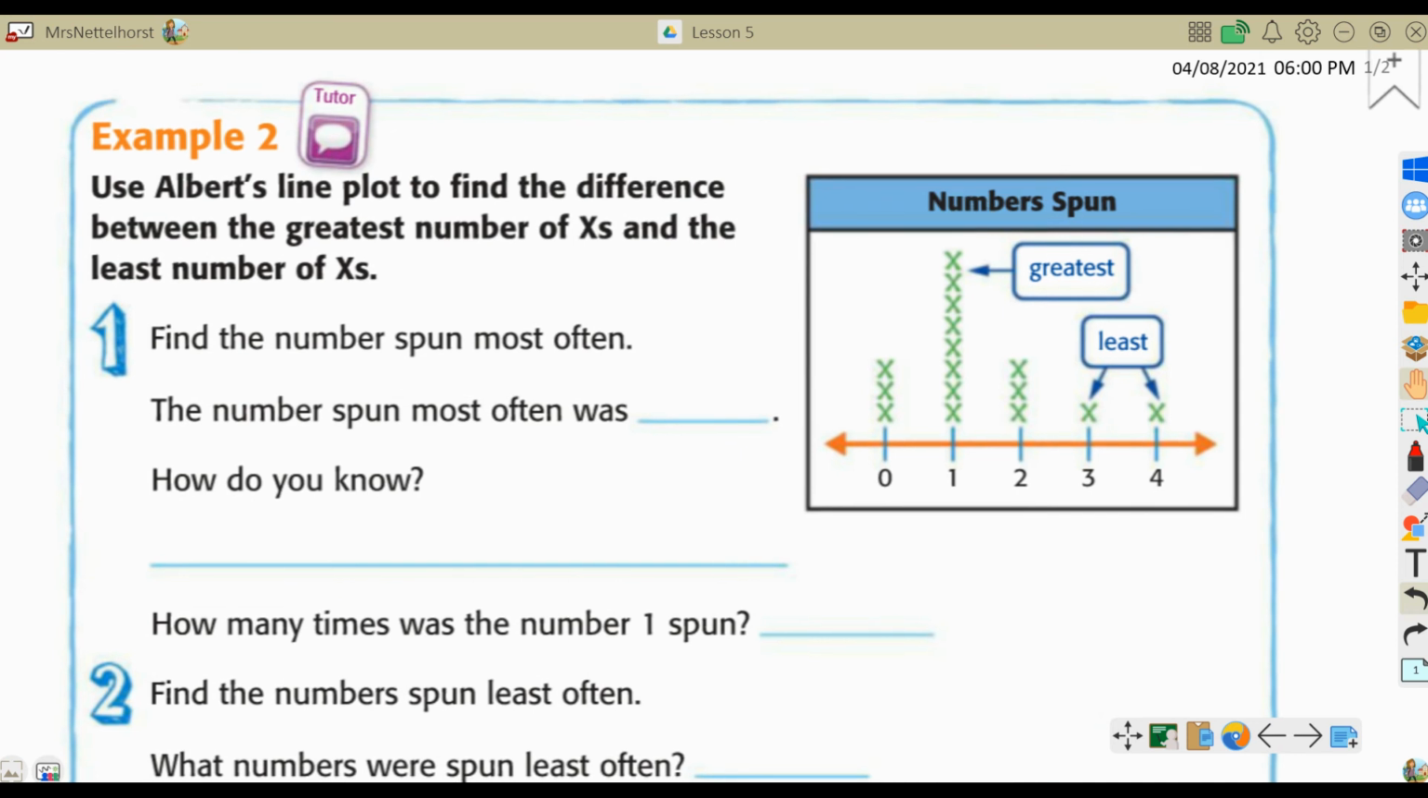Okay, so use Albert's line plot to find the difference between the greatest number of x's and the least number of x's. So find the number spun most often. The number spun most often was 1 because it has the most x's. So I'm going to put 1 there. How do you know? It has the most x's, like I just said. Oh, let me type this because that'll take forever and it'll be very messy.